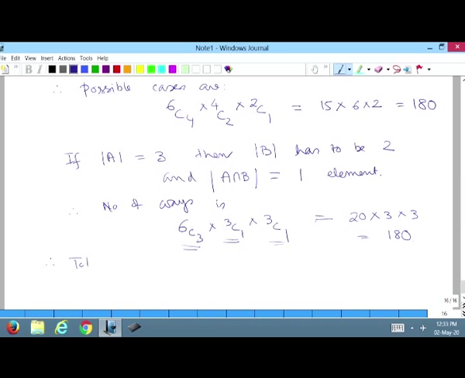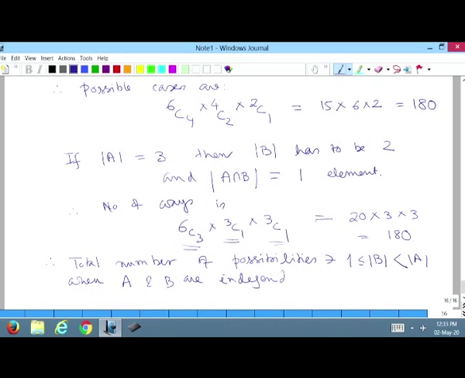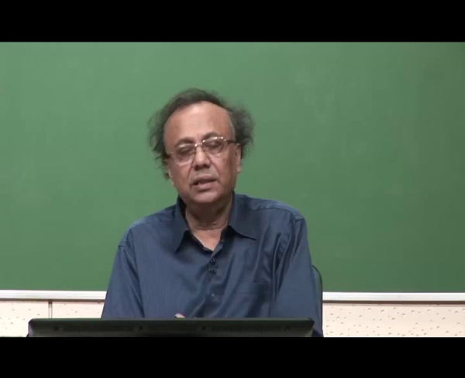Therefore, total number of possibilities such that cardinality of B is greater than or equal to 1 and strictly less than cardinality of A, when A and B are independent, is equal to 62 plus 180 plus 180 is equal to 422. So, that is the answer.